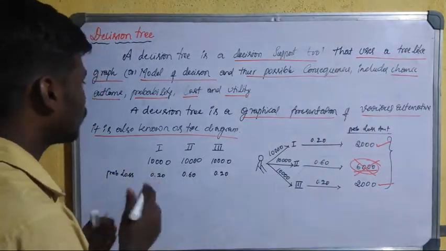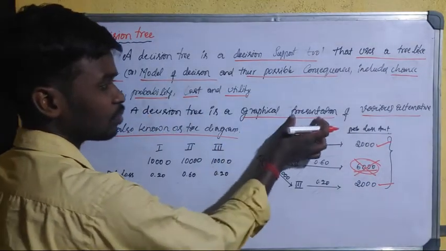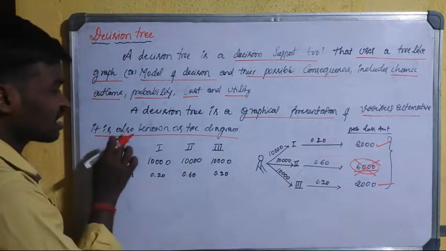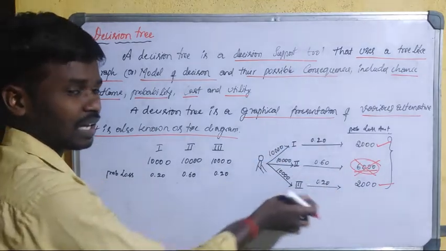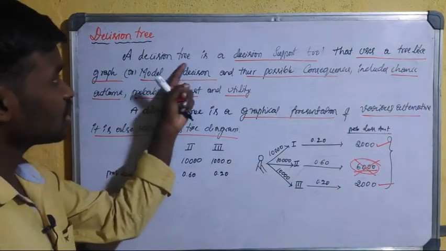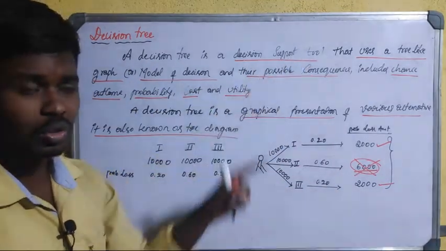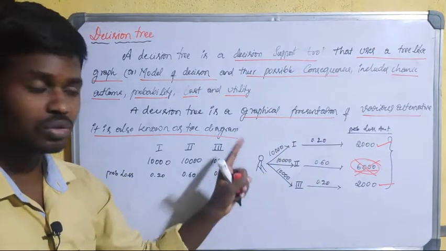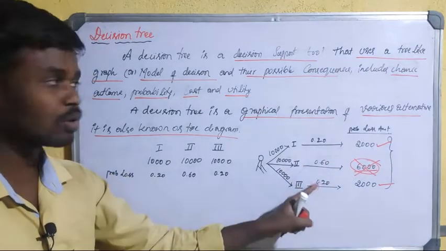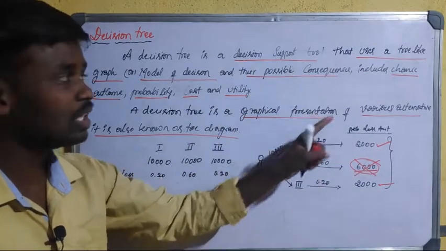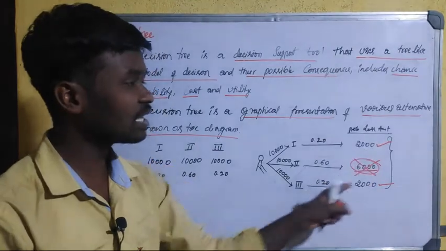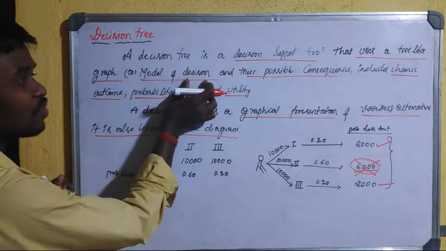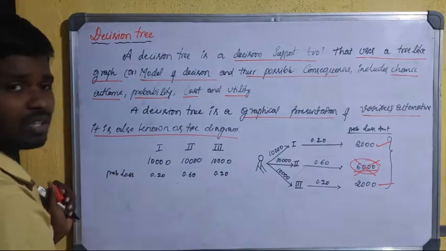Okay, so therefore a decision tree is a graphical representation of the various alternatives and it is also called the tree diagram. A decision tree is a decision support tool. The decision tree analysis is ultimately helpful to decision making. That's why this decision making process is called a decision support tool that uses a tree-like structure, and the model is based on the various alternative decisions.